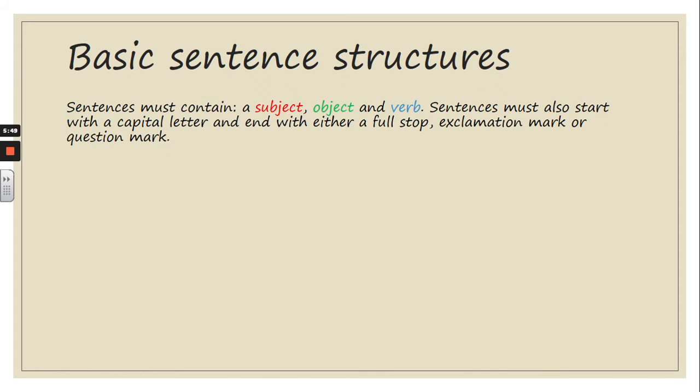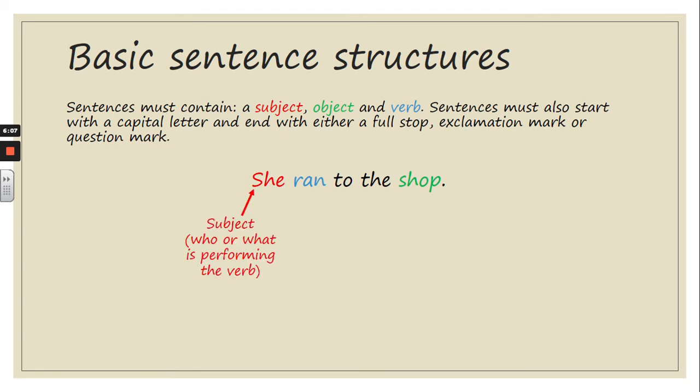So basic sentence structures. Sentences must contain a subject, object and verb. Sentences must also start with a capital letter and end with either a full stop, an exclamation mark or a question mark. So an example of a simple sentence is she ran to the shop. Here, she is my subject. It's who is performing the verb. The verb is the action that she's doing, so she ran. And the shop is wherever she's going. It's what is receiving the action.